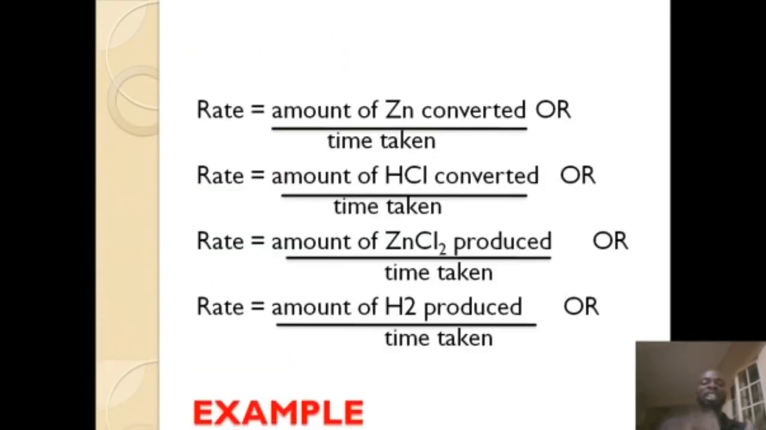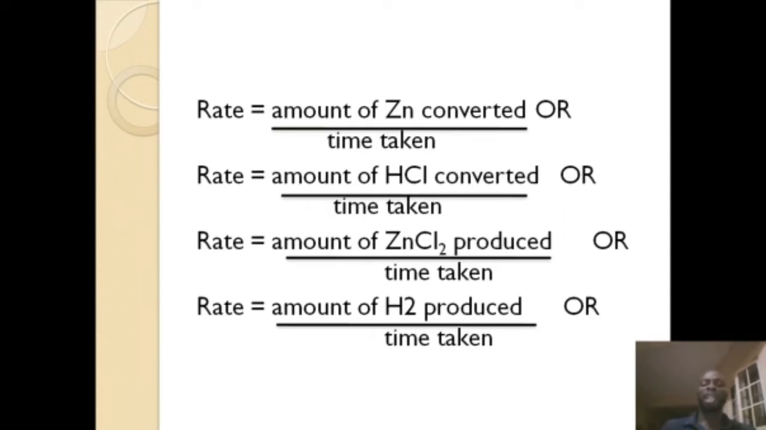So we can say that the rate of a chemical reaction is the amount of zinc converted over the time taken for this amount of zinc to be converted, or the rate of a chemical reaction is the amount of hydrochloric acid converted over the time taken for this hydrochloric acid to be converted. Now that is for the reactant side. So we can ascertain the rate of a chemical reaction from the reactant side.